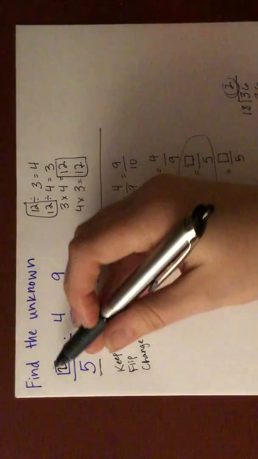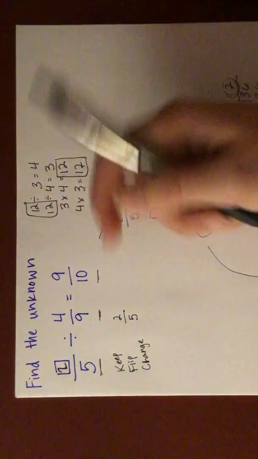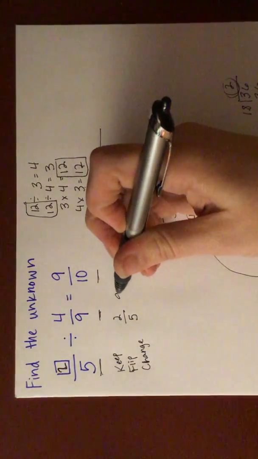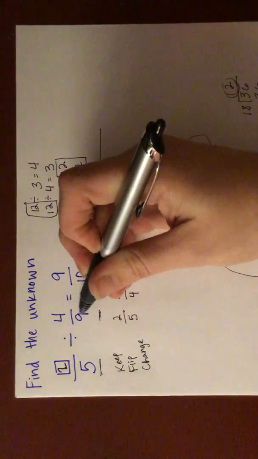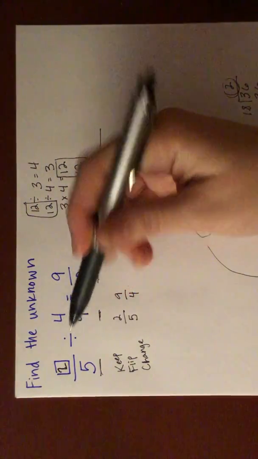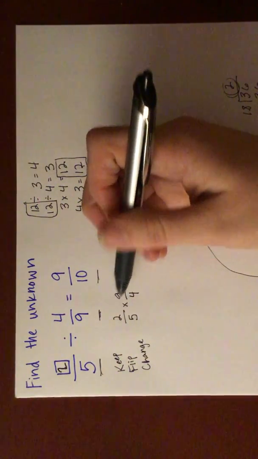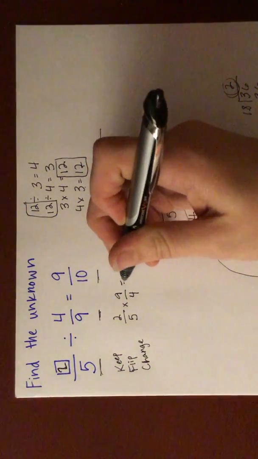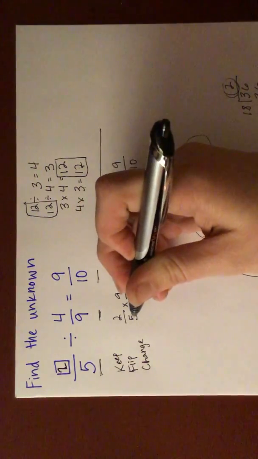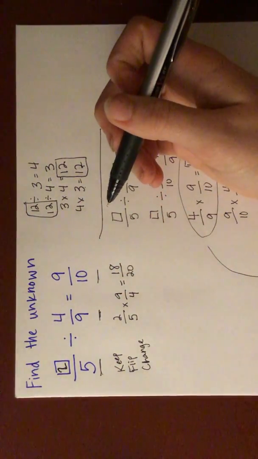So I take my first thing, I keep my 2/5. I flip my 4/9, so it becomes 9/4. I flipped my numerator and my denominator. And I changed my sign. My division sign becomes multiplication. Now I get to multiply across the top. 2 times 9 gets me 18. And then on the bottom, 5 times 4 gets me 20.